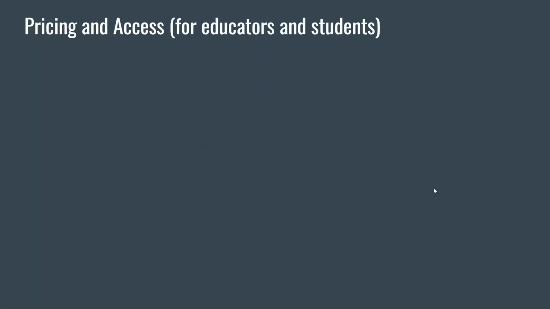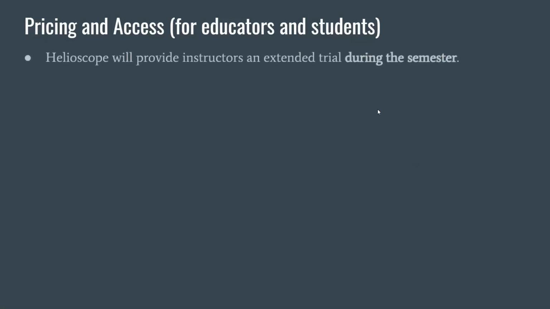To get started, for educators and students, this is some of the things I found out. HelioScope will provide instructors an extended trial during the semester. In the past, they extended a trial; they gave me a couple of years. And when I went to extend it over the summer, they've changed the rules a little bit. It has to be during a semester when you're teaching a solar class. So this was a little bit of a challenge over the summer when I was working on some of this curriculum. But during the semester, I just send an email and they extend my trial.